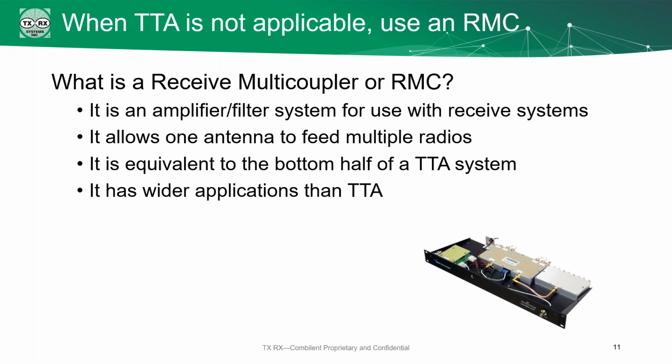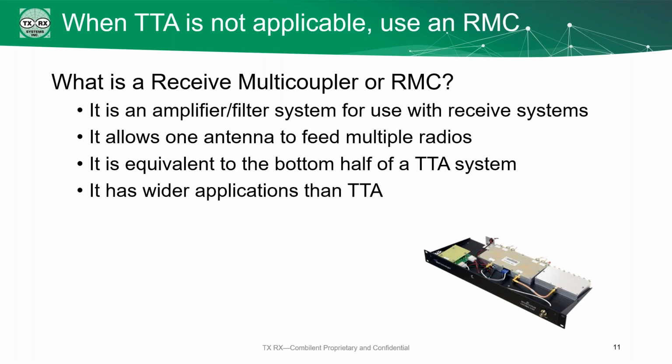The multicoupler is an amplifier and filter system for use with the receive systems. It allows one antenna to feed multiple radios, the same as the TTA does. And in fact, it's pretty equivalent to the bottom half of the TTA. The difference is that it doesn't have a tower-topped box on it. It does, however, have wider applications than the TTA does.